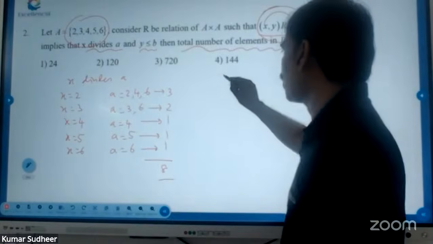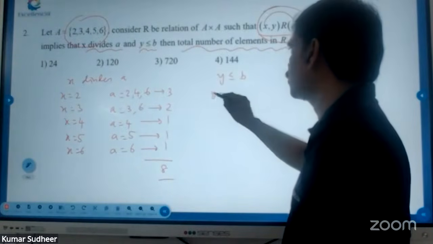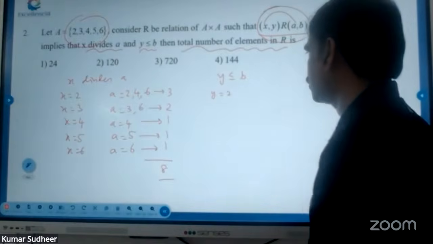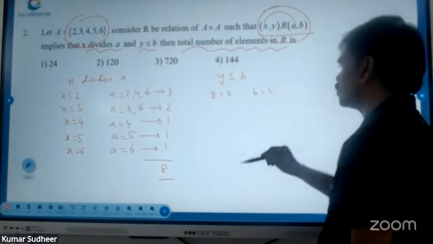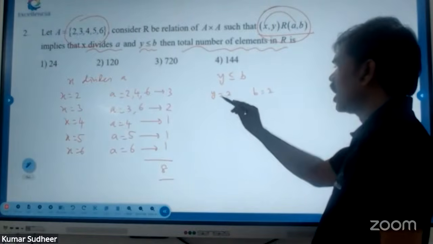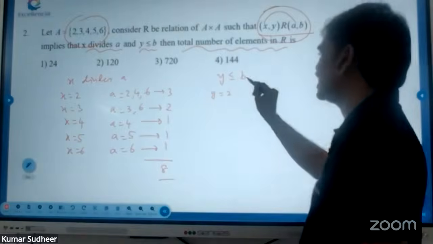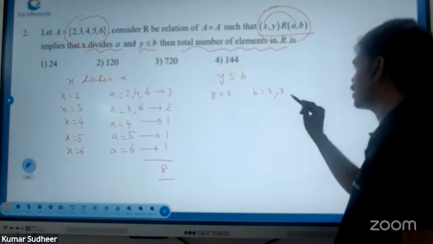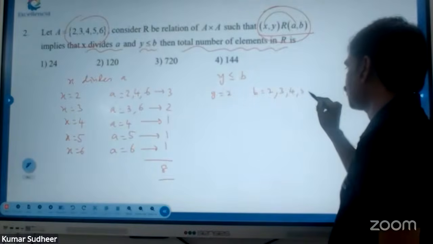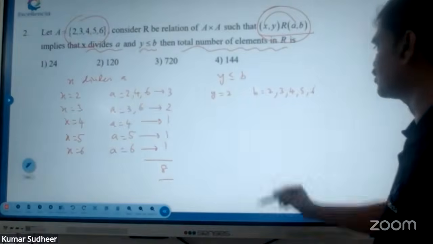We want Y less than or equal to B. So Y and B, Y is equal to 2. If I take Y equal to 2, B should be greater than or equal to 2. So B should be 2, it will be equal. And among other elements, B may be 3. Since Y is less than or equal to B, B may be 3, 4, 5, 6. So B can take how many values here? 5 values I can take.